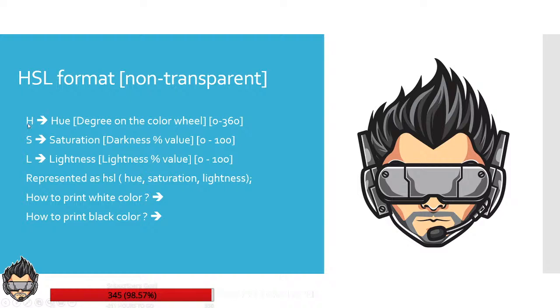So in this, H is called hue, where the hue is represented in the degree of the color wheel. The color wheel, the degree is from 0 to 360. The second one is the saturation, how much darkness percent you want the value to be. The values to be 0 to 100. And the third is the lightness, how much lightness or the brightness you want the color to be. The value ranges from 0 to 100. So let's look at this one.